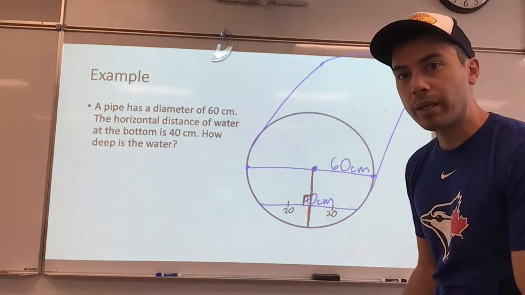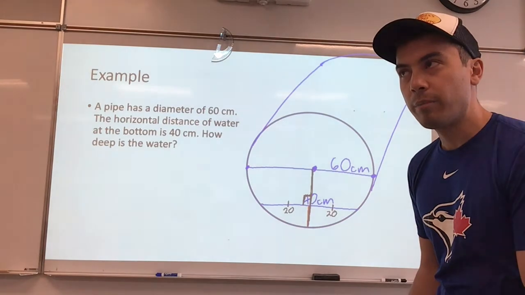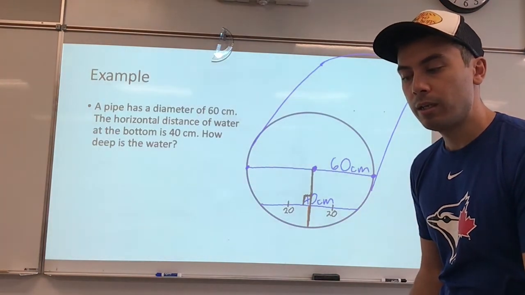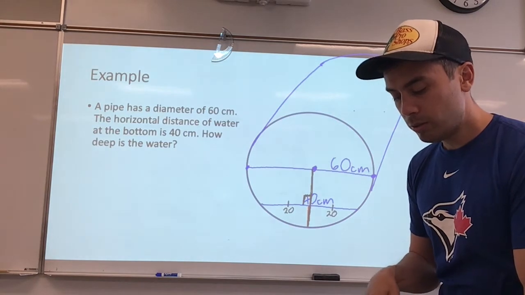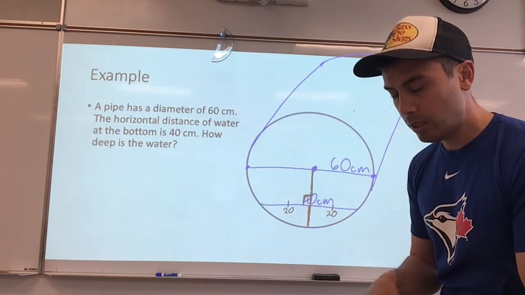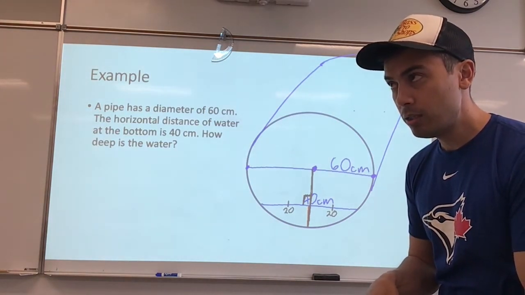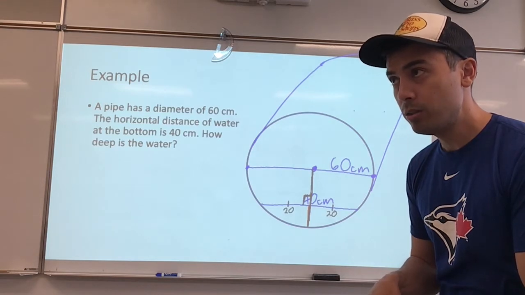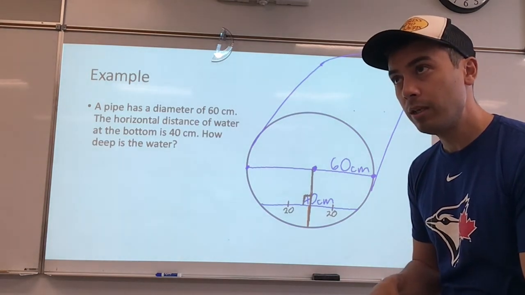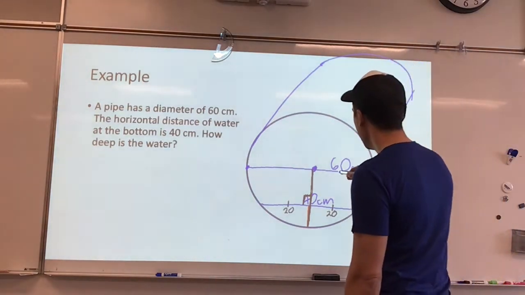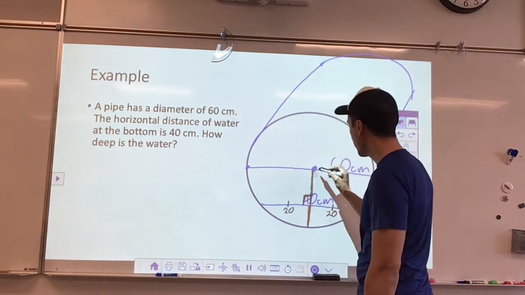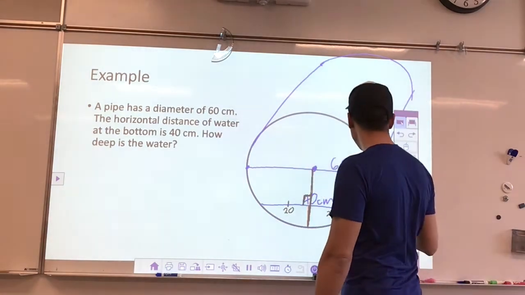So I'm going to do that on my calci. 60 divided by 2 is... What could it possibly be? I got 30. So if this portion here from the center to the edge is 30, so is that one.